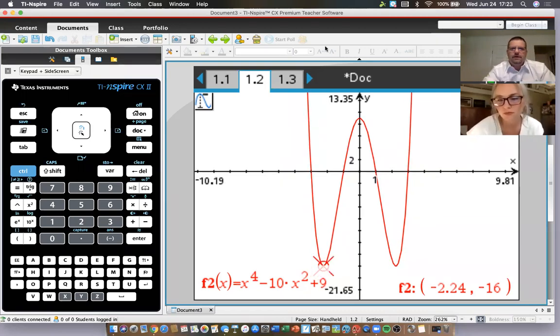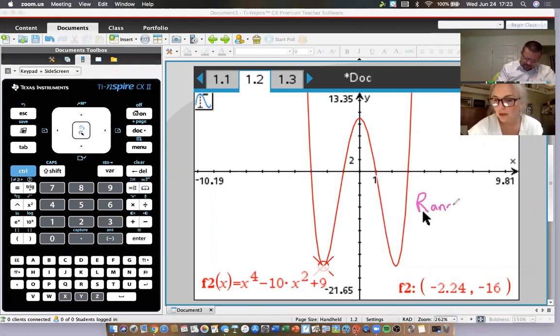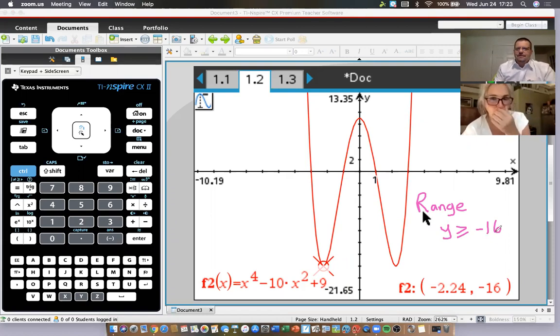Oh, let me grab my marker here. So tell me about my range then. My range is going to be all y values have to be greater than or equal to 16. Or -16. Or -16, because 16 would be way up there. Yeah, 16 would be up at the top. In that graph, the lowest point on my graph is at -16.